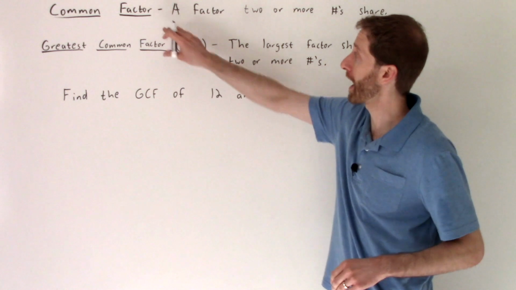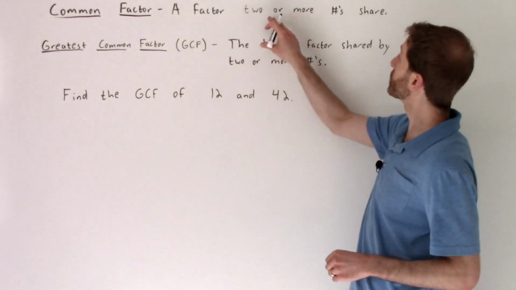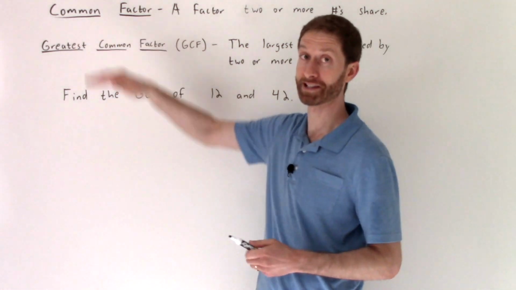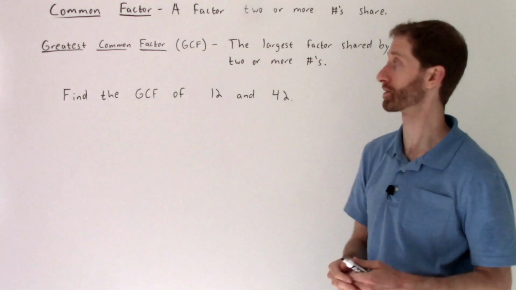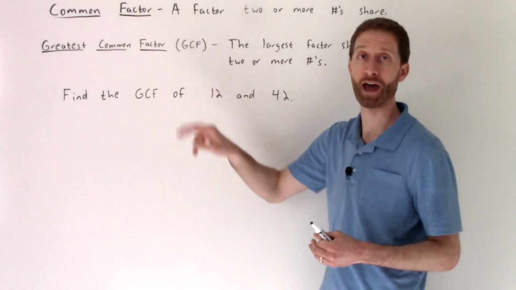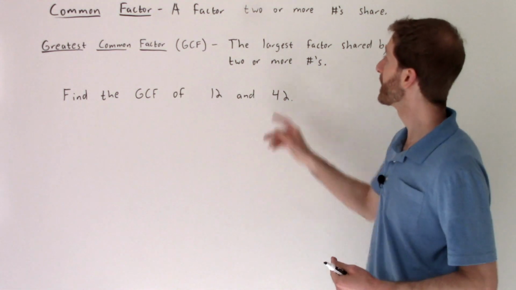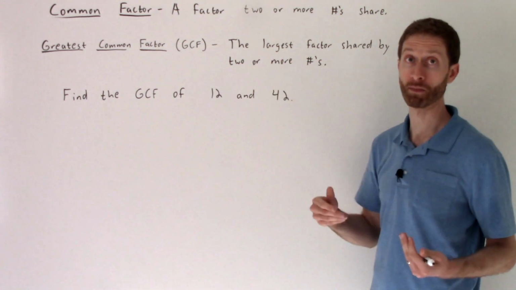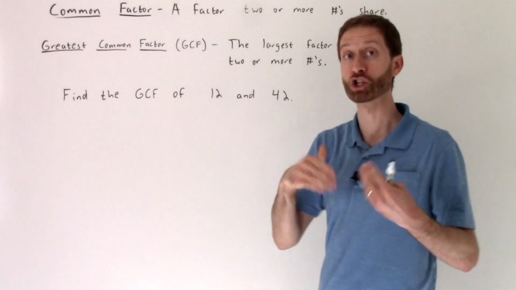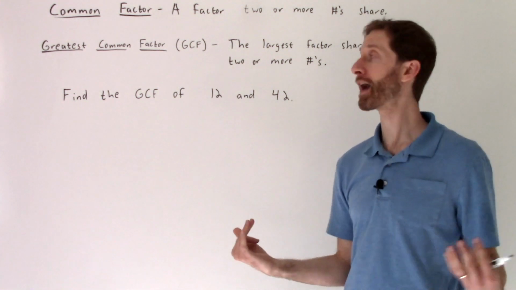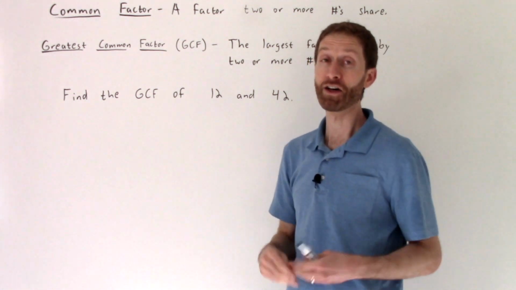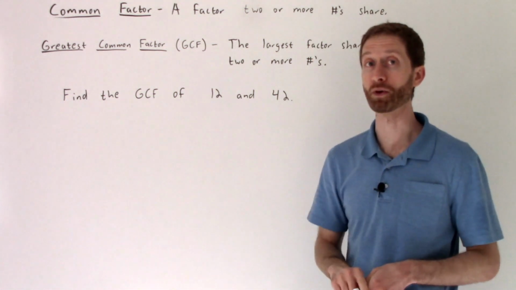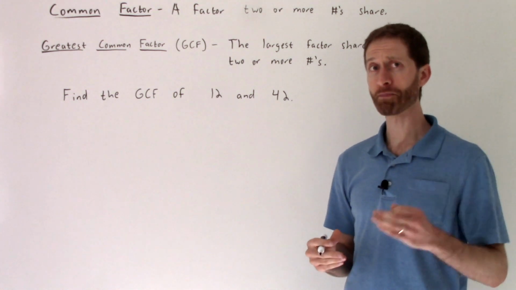A common factor is a factor that two or more numbers share. So basically, you have a factor that is in common between two or more numbers. A greatest common factor is exactly what it sounds like. It is the largest or greatest factor shared by two or more numbers. We often denote that GCF, or greatest common factor. So in other words, it's the biggest number that divides evenly into two or more numbers. A massive yet simple idea.